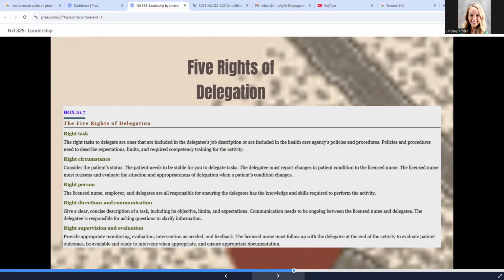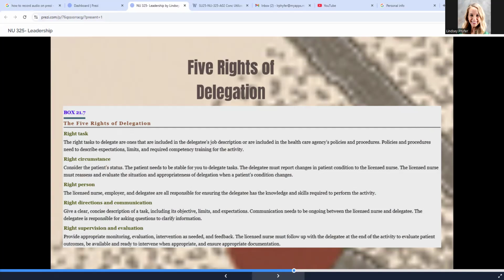The second right of delegation is right circumstance. So you need to consider the patient's status. The patient needs to be stable for you to delegate tasks. So if a patient has major changes in their vital signs, that's not going to be a time where you need to delegate care to someone else. You need to be the one taking care of that patient.